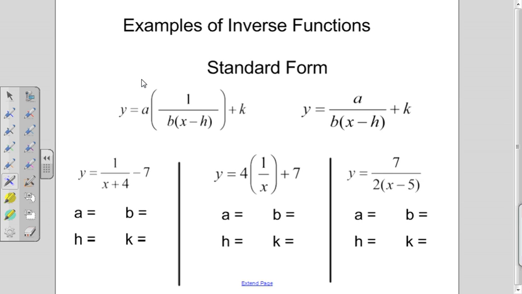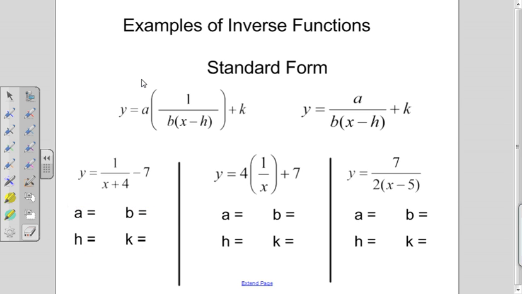Okay, so don't forget, A affects the output, and so does K, so you outright do what they say. B and H affect the input, and you do the inverse of what they say. That should all be covered in class. You should have some experience here if you are looking at this video. This is not a starter video here.